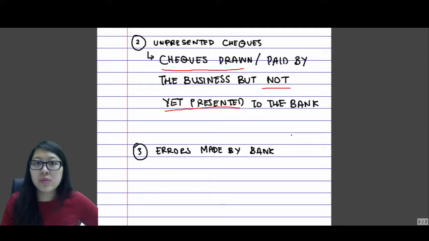The third adjustment would simply be errors made by the bank itself. So if earlier there were errors made in the cash book, then adjustments should be made to the cash book. But when the bank makes an error, perhaps they have accidentally transferred money into our account instead of someone else's, then the bank will have to do an adjustment to that, and our bank statement is the one that should reflect the correction, not the cash book.